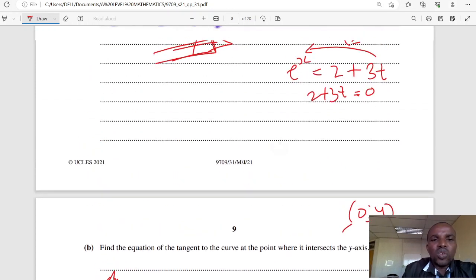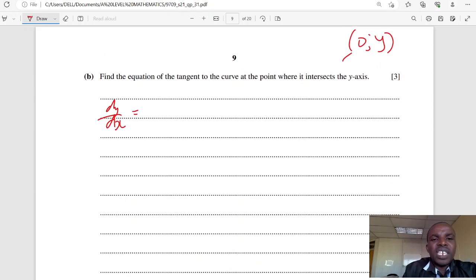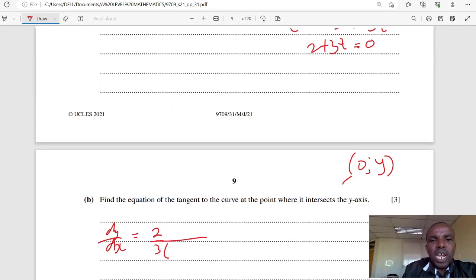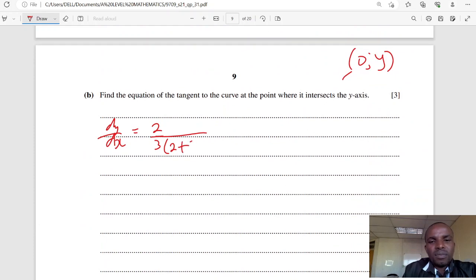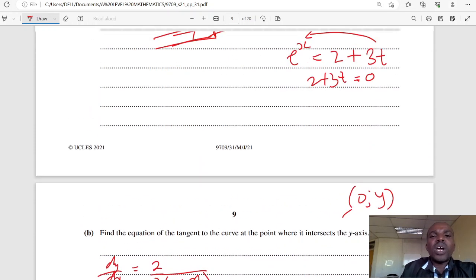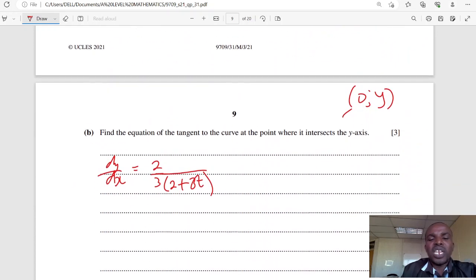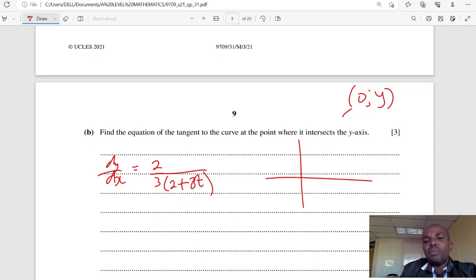So the gradient of the curve, dy/dx, is equal to 2 over 3, then 2 plus 3t. So this one is my gradient, 2 plus 3t. The gradient of the tangent and the curve are the same at the point where they meet, where it crosses the y-axis. So x is equal to 0.